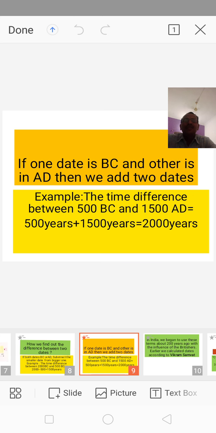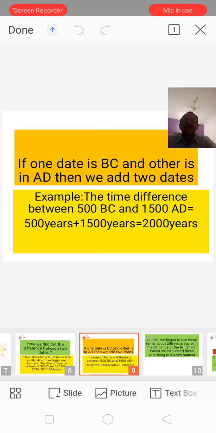Let us see the next slide. If one date is BC and the other is AD, then we add the two dates. In the previous method we subtracted the smaller date from the bigger one. Now here we add two dates. For example, the time difference between 500 BC and 1500 AD: 500 years plus 1500 years is equal to 2000 years. We get the answer 2000 years. So this is the trick to find the difference between dates.